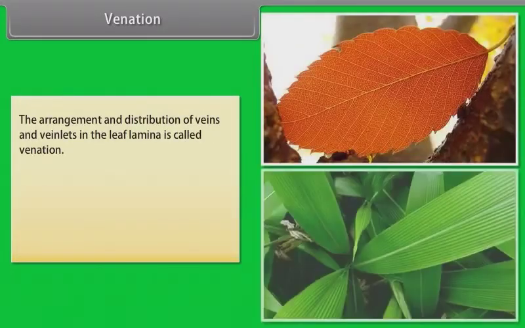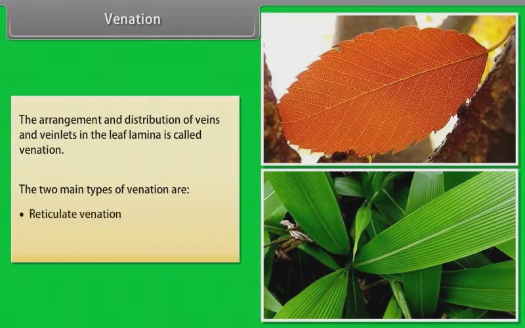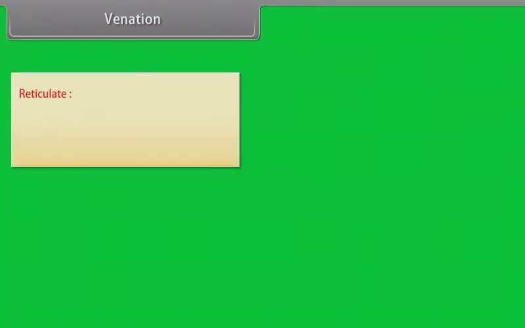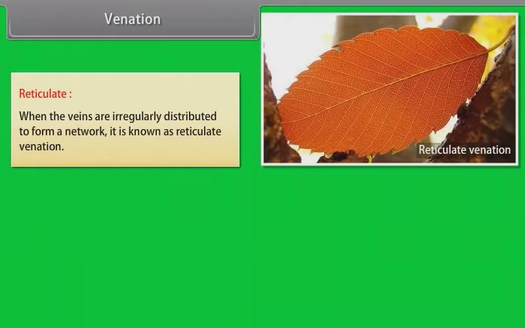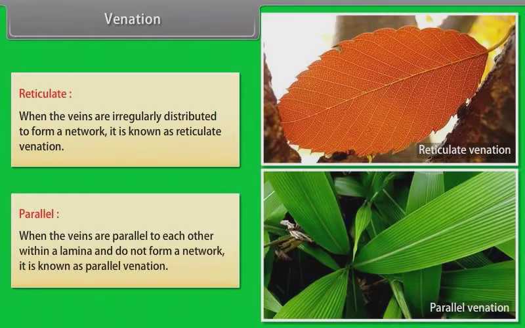Venation. The arrangement and distribution of veins and veinlets in the leaf lamina is called venation. The two main types of venation are reticulate and parallel. Reticulate. When the veins are irregularly distributed to form a network, it is known as reticulate venation. Parallel. When the veins are parallel to each other within a lamina and do not form a network, it is known as parallel venation.